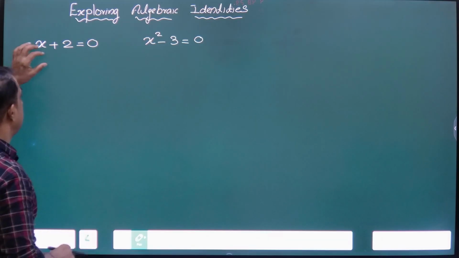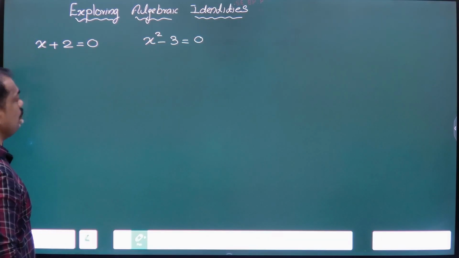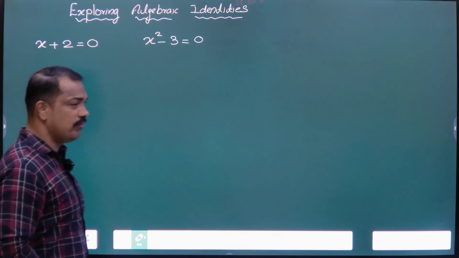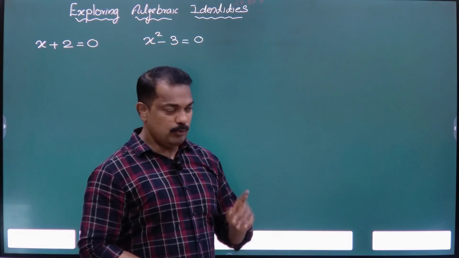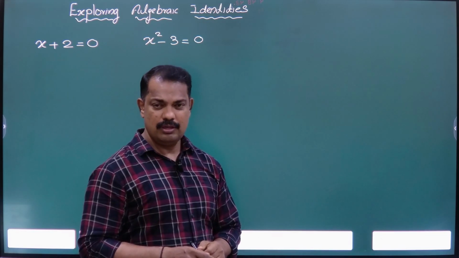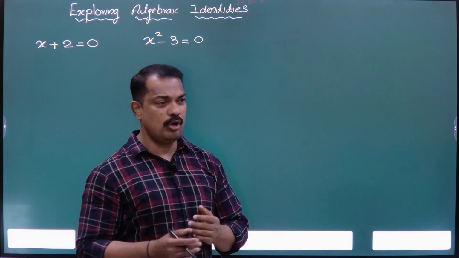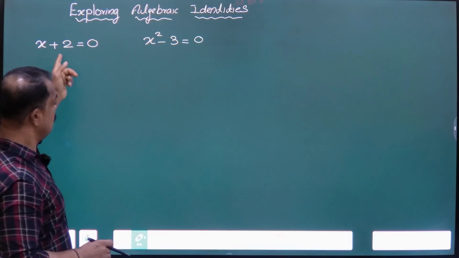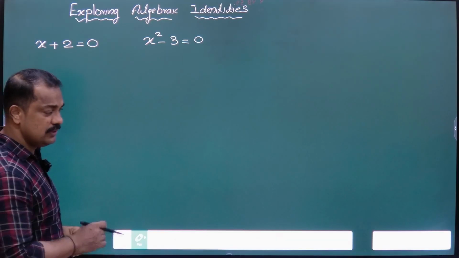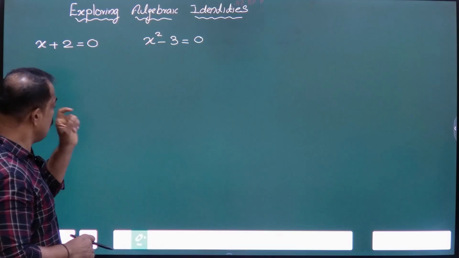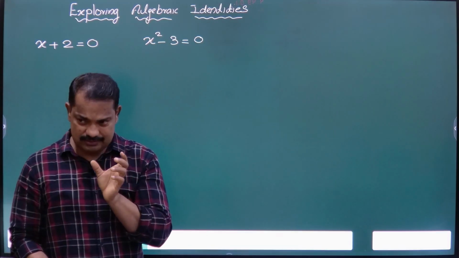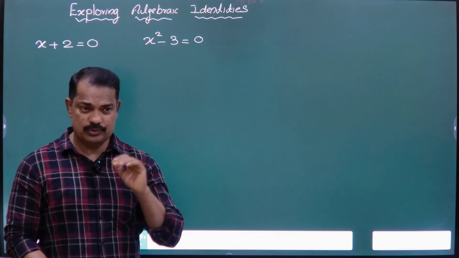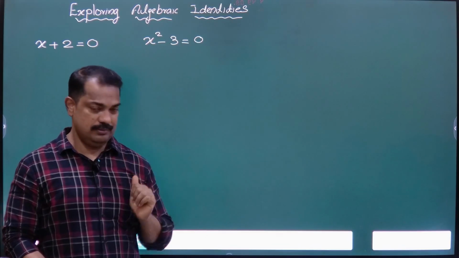Here, x plus 2 is equal to 0. Put x equal to 1. What is the answer? True or false? Put x equal to 2. Answer is 4. 4 equal to 0, true or false? Put x equal to minus 2. 0 equal to 0. It is true. This expression is true only for one value of x, that is x equal to minus 2, and it is not true for all other values. So this is an equation.